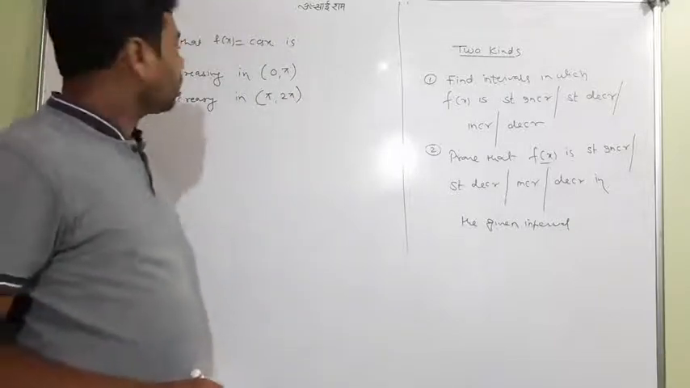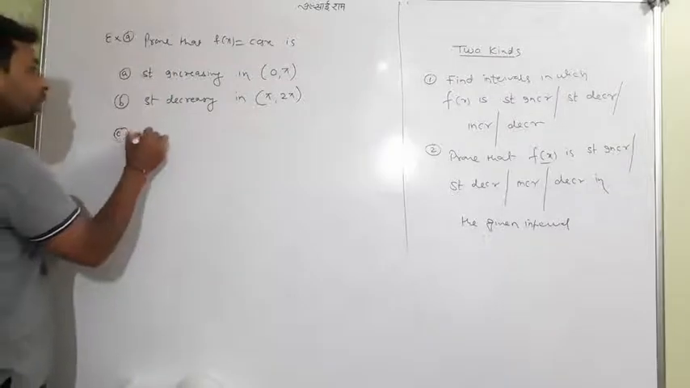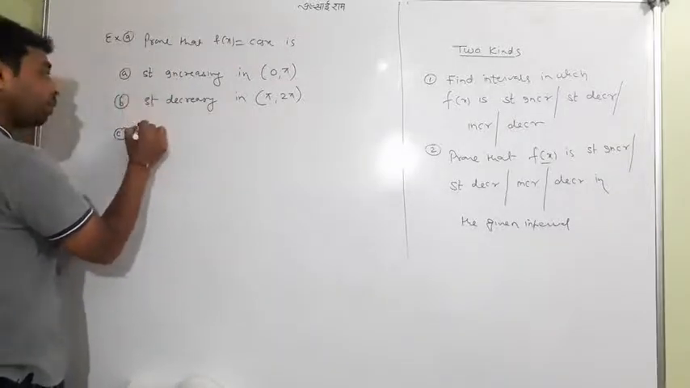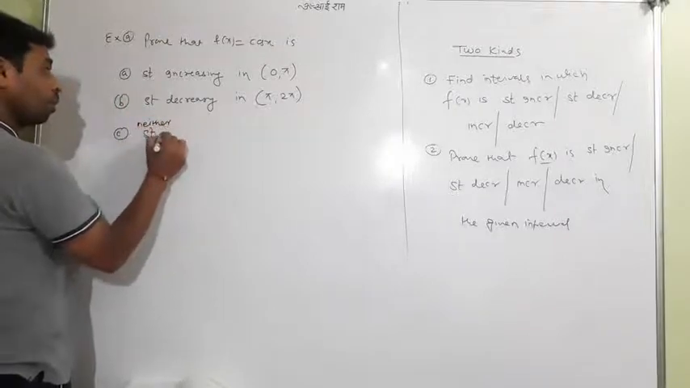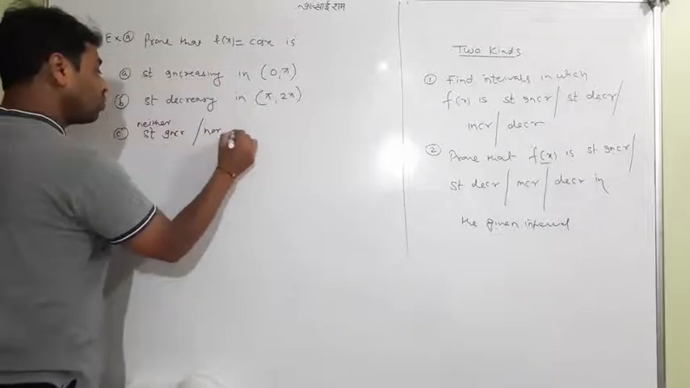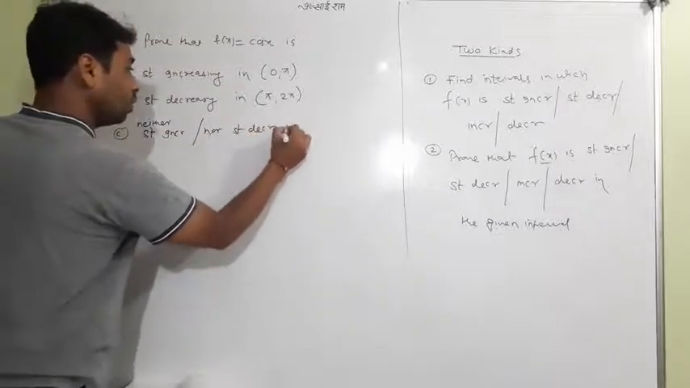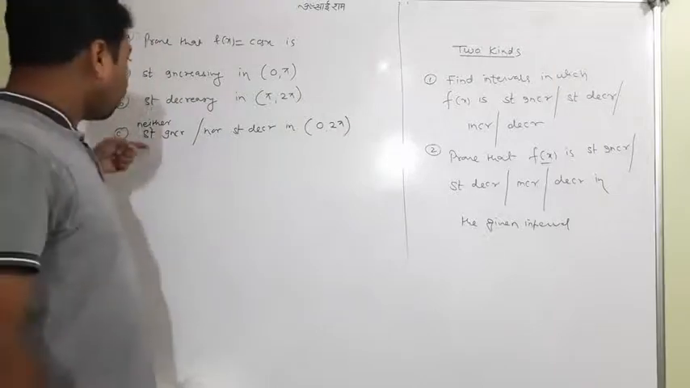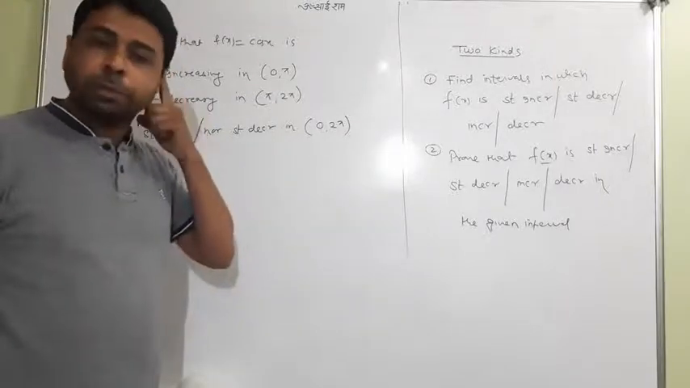Before writing the third part: neither strictly increasing nor strictly decreasing in 0 to 2 pi. This is a question. I haven't taught you the third topic till now, so let me say something.